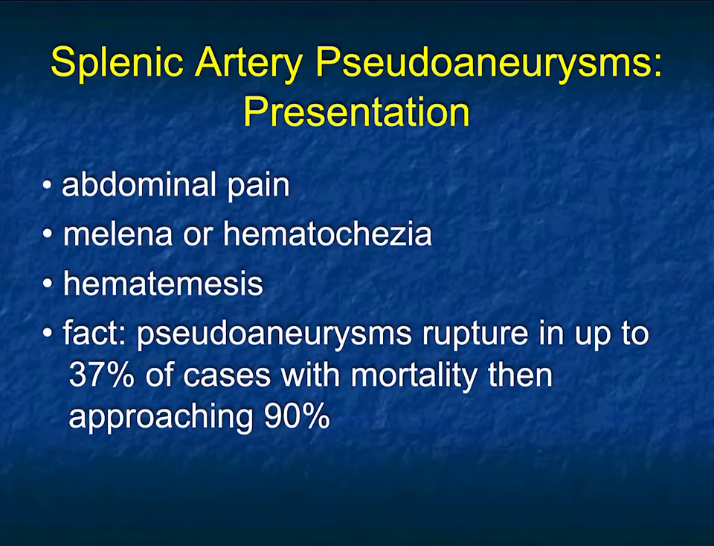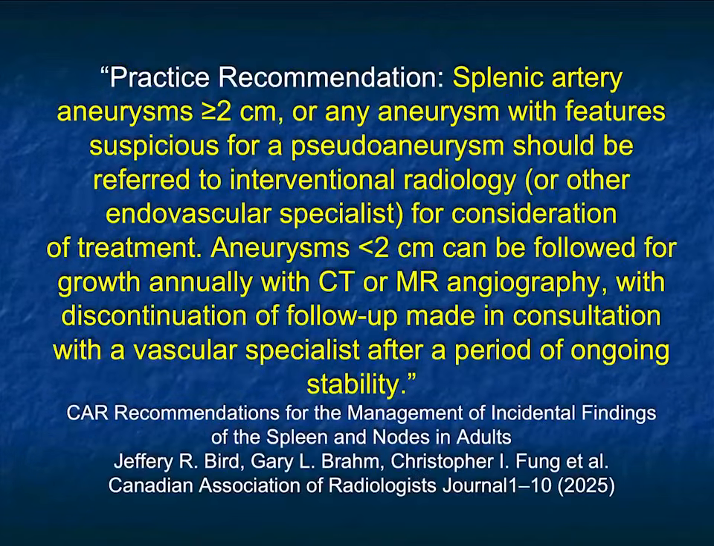Pseudoaneurysms rupture in up to 37% of cases, and when they rupture, the mortality approaches 90%. So when you start seeing what looks like a pseudoaneurysm because of stranding around the vessel outpouching, you need to be aggressive in those patients. In this article by Bird, splenic artery aneurysms greater than or equal to 2 centimeters, or any aneurysm with features suspicious for a pseudoaneurysm, should be referred to interventional radiology for consideration of treatment. If an aneurysm is under 2 centimeters, it can be followed annually with CT or MR. So again, very good recommendations.